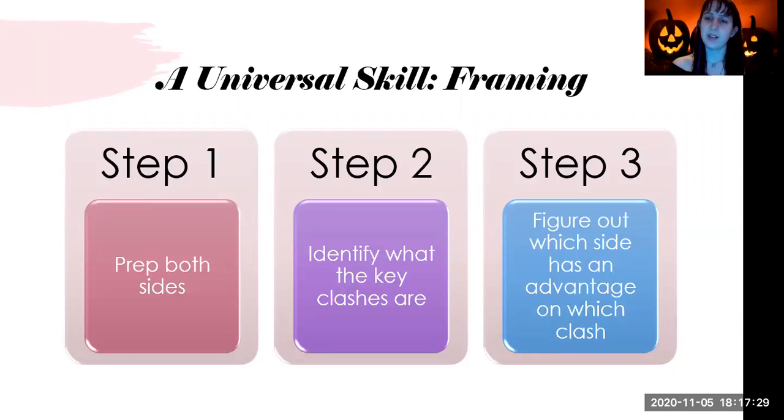Then step number 3 is figuring out which side has an advantage on which clash. And this is probably the most crucial and integral thing to the way that I like to think about framing, which is that you're trying to figure out what I would call natural advantages that exist within any motion, because not every clash is created equal for both sides, right? Or rather, not every side is created equal under a clash.